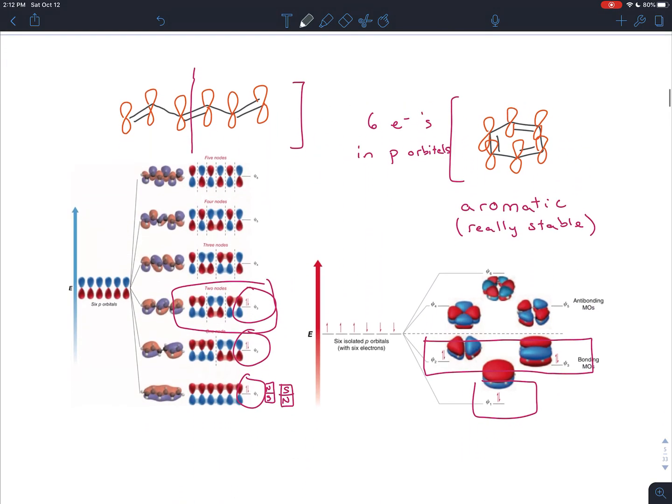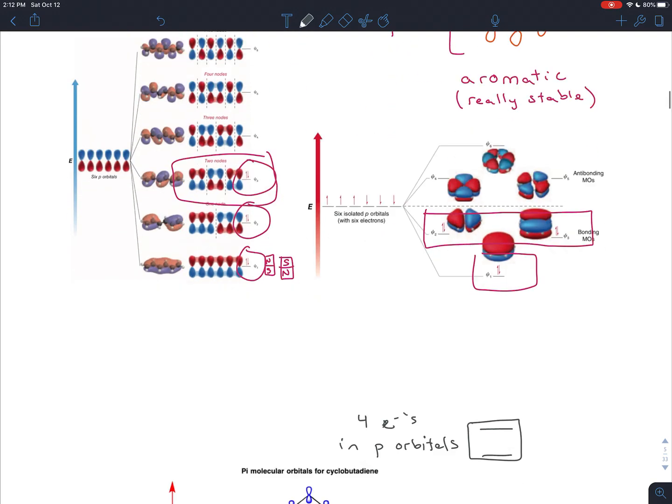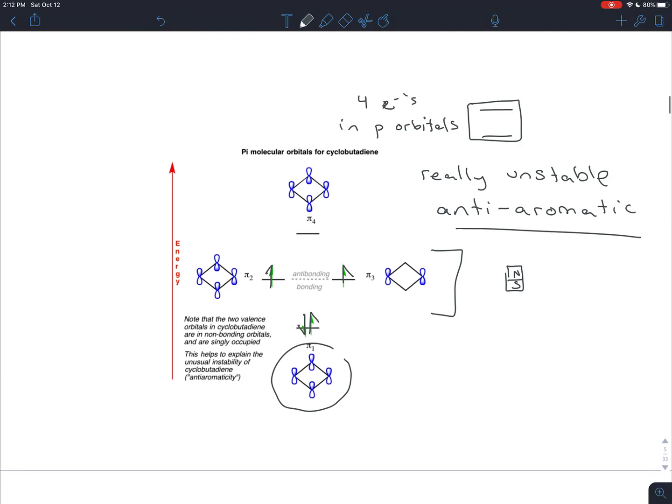So when you have conjugated systems in rings, because of the types of waves that you can form around the ring, you either get molecules that are really stable, those are called aromatic, or you get molecules that are really unstable because they have unpaired electrons moving around in the waves, and those are called anti-aromatic. So you get those 2 possibilities.